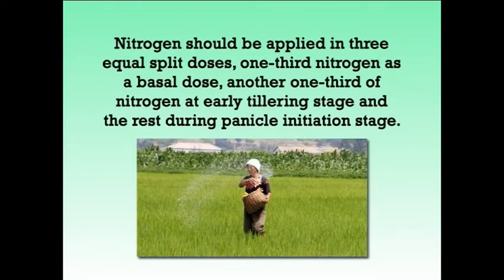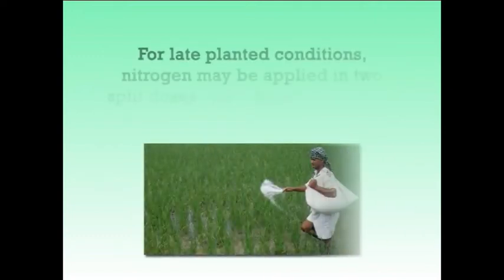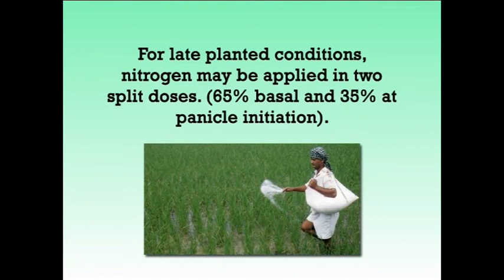Nitrogen should be applied in 3 equal split doses. 1/3 nitrogen as the basal dose, another 1/3 of nitrogen at early tillering stage, and the rest during panicle initiation stage. Before top dressing with nitrogen fertilizer, water should be drained out and water is allowed to let in 24 hours later. For late planted conditions, nitrogen may be applied in 2 split doses, 65% as basal and another 35% at panicle initiation.